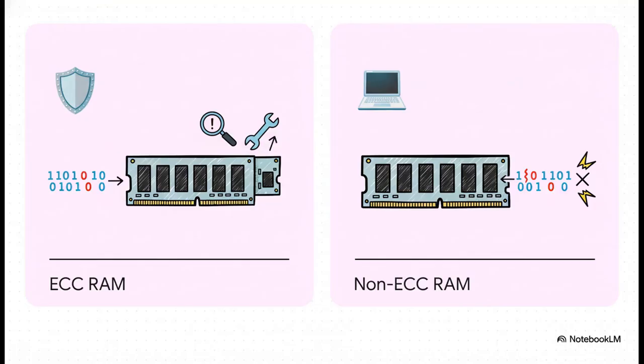Speaking of reliability, it's not just about the power. In the world of servers and critical workstations, they use a special type of RAM called ECC. That stands for error correcting code. Unlike the RAM in your PC, it has an extra chip that can actually detect and fix memory errors on the fly. For those systems, ultimate stability is way more important than raw speed.